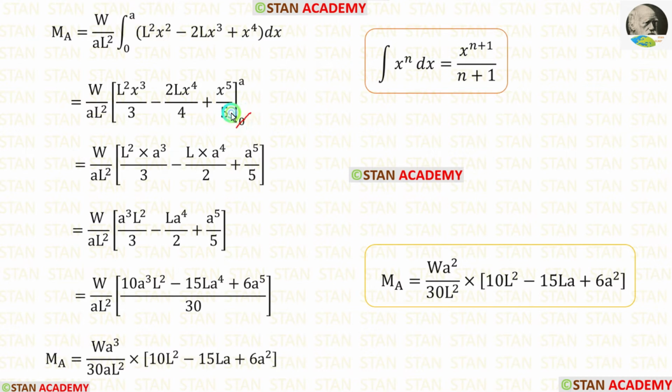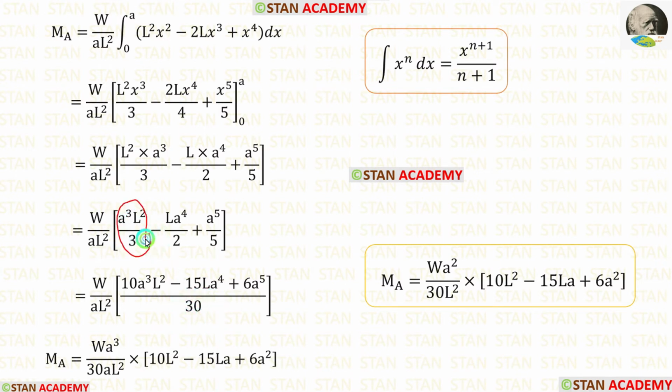No need to apply the lower limit 0 because when we apply the lower limit, all the terms will become 0. So only apply the upper limit. Instead of x, we have to apply a. Here, let us take LCM. Let us multiply 3, 2 and 5 so that we will get 30.